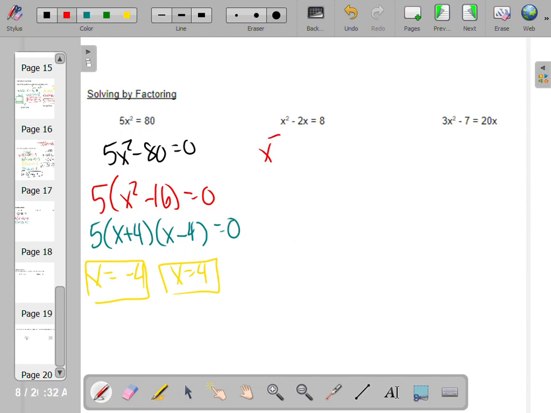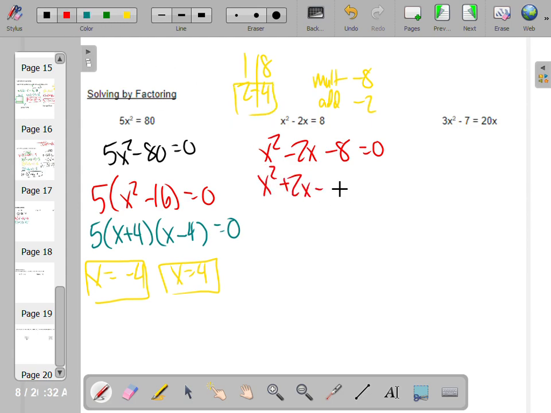Get everything on one side. X squared minus 2x minus 8 equals 0. Find numbers that multiply to AC: 1 times negative 8 is negative 8, and add to the middle, negative 2. 1 and 8, 2 and 4, negative 2 and negative 4... I mean 2 and negative 4. X squared plus 2x minus 4x minus 8.